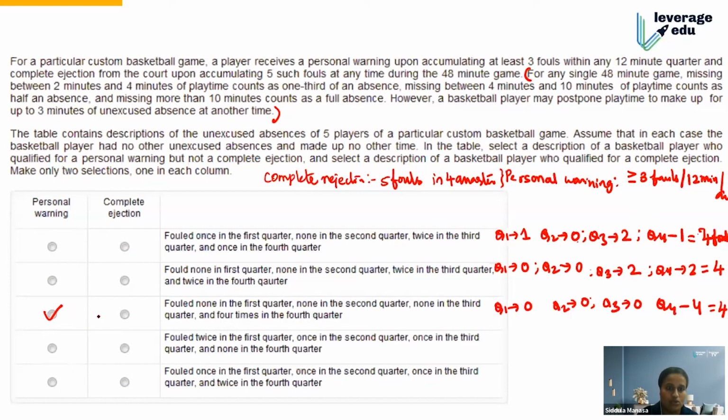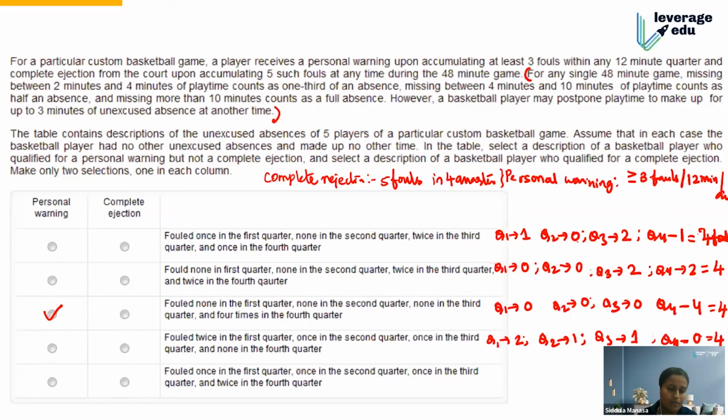This one, fouled twice in the first quarter, once in the second quarter, once in the third quarter, and none in the fourth quarter. So it's again what?